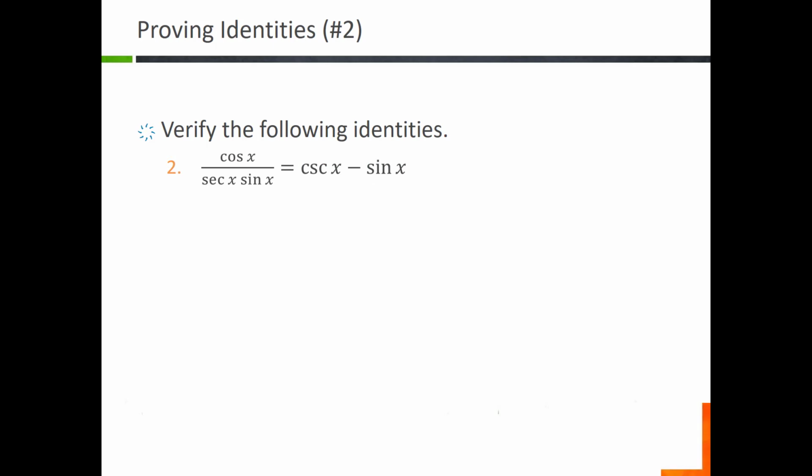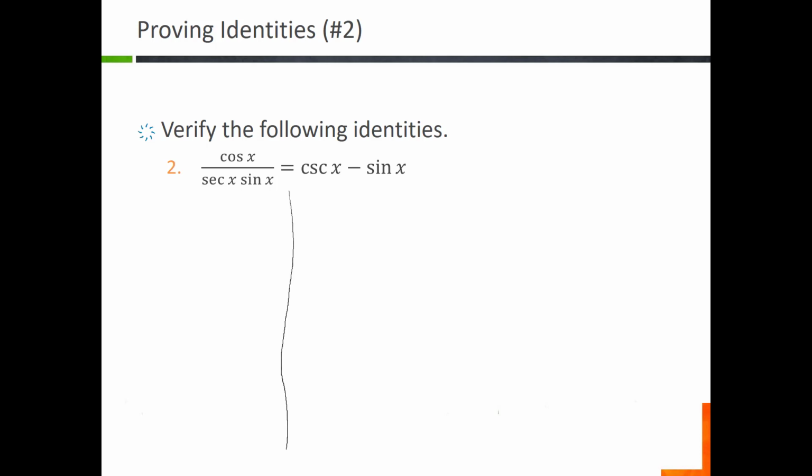All right, let's look at a second example. This one's a little bit more complicated. So we have the fraction cosine of x divided by the quantity secant x sine x. And I want to check to see if that is equal to cosecant x minus sine x. I'm going to do a similar thing to what I did before. I'm going to draw a line down the middle here. I don't want to cross that line. I can work both sides of the line, I just can't do the same thing on both sides. I'm not going to add a cosine or add a sine to both sides of the equation. You have to work with each of them separately.